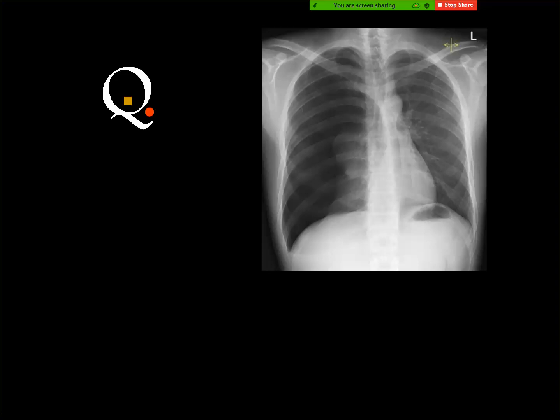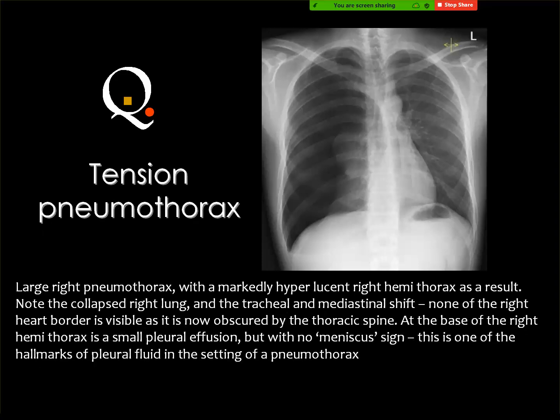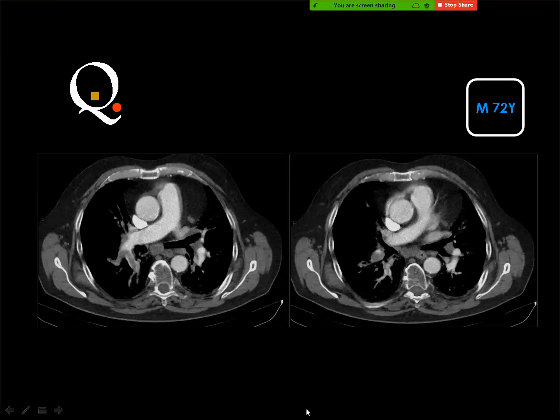Pneumothorax, right side. Tension or simple? Tension. Yes, this is tension pneumothorax because of the depression of the diaphragm compared to the left one and the shift of the mediastinum to the opposite side.